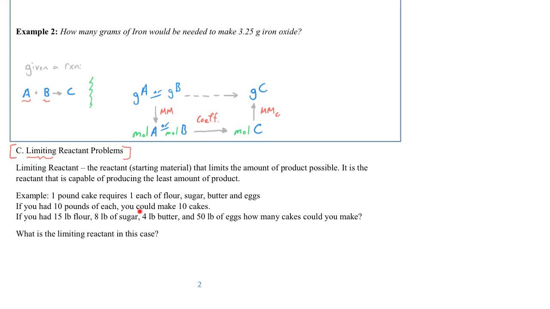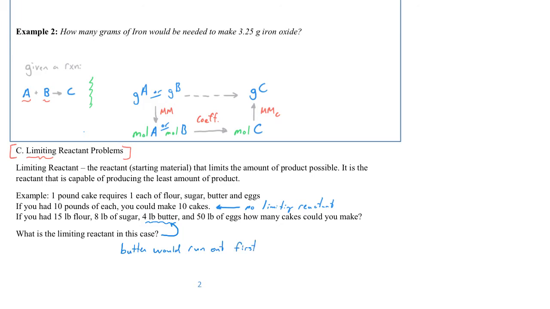Notice that the limiting reactant in this case is butter because that is the ingredient that we would run out of first. So while in this first example, when we had 10 pounds of each, we don't have a limiting reactant because none of them would run out earlier than the others. The second example, we do have a limiting reactant. The limiting reactant is butter because that's the ingredient that we would run out of first. It's also the ingredient that would make the least amount of product, or in this case, cakes. So butter would run out first, therefore it's the limiting reactant.